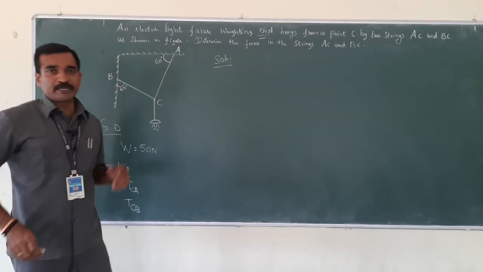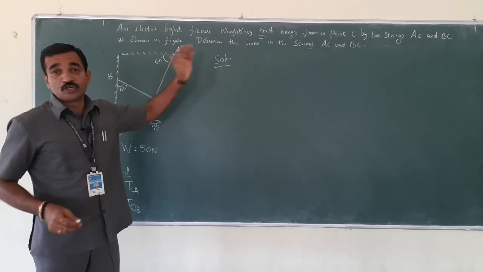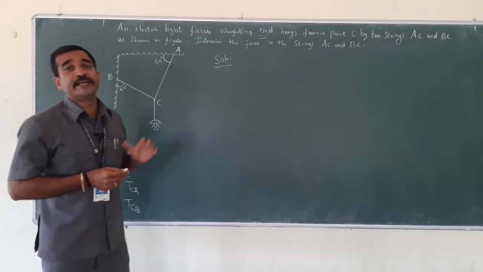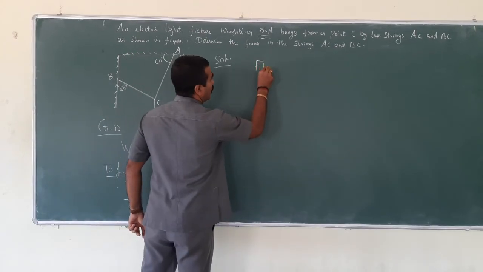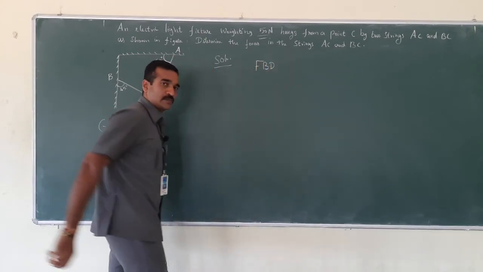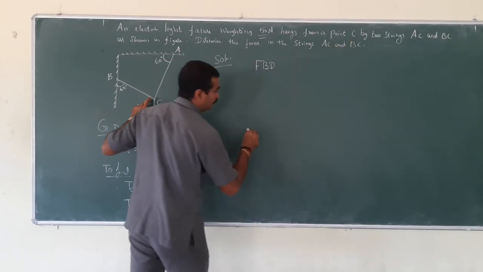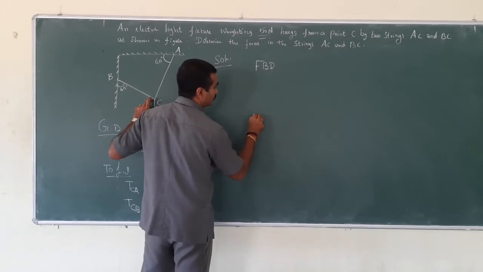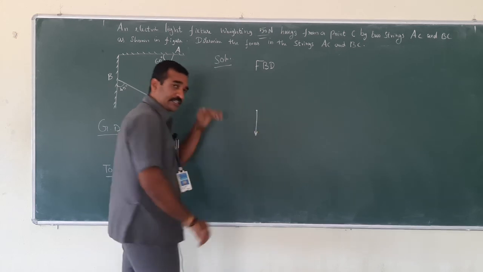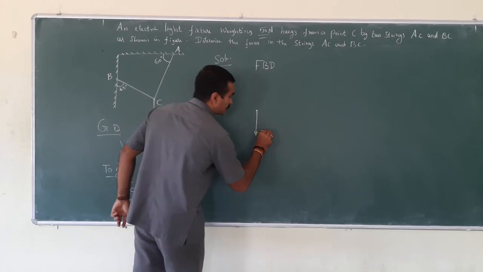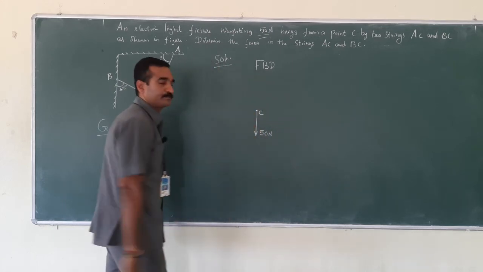Since it is in equilibrium condition, right, I need to draw the FBD. FBD is nothing but the free body diagram. Let me just take this point because it is mentioned as point C. Always the weight acts vertically downwards. This is 50 Newton and the point is C.